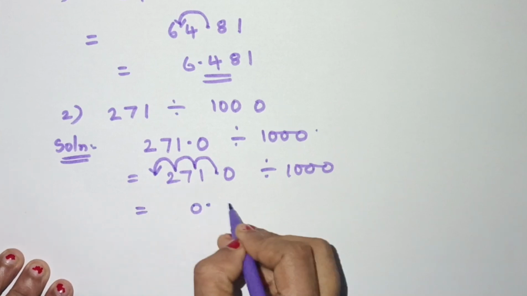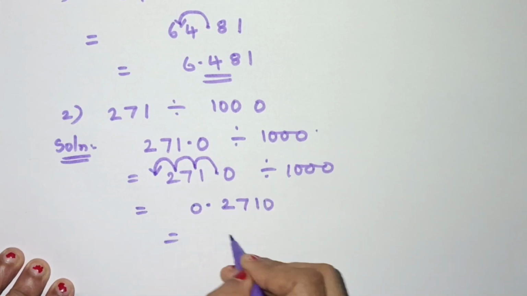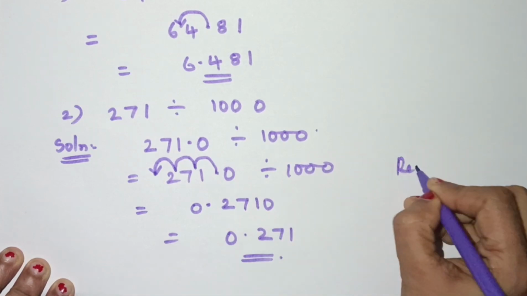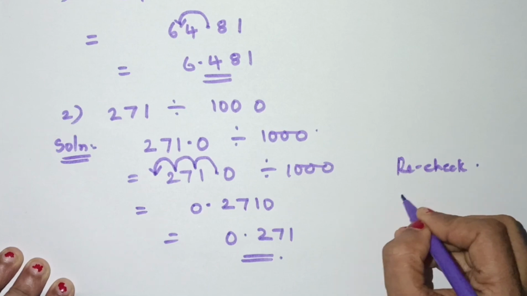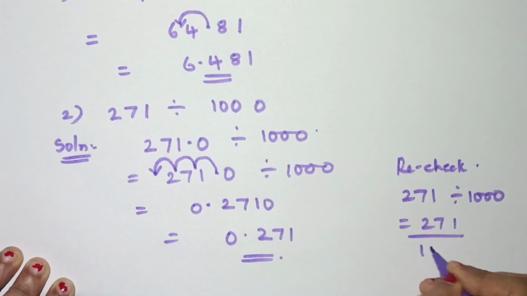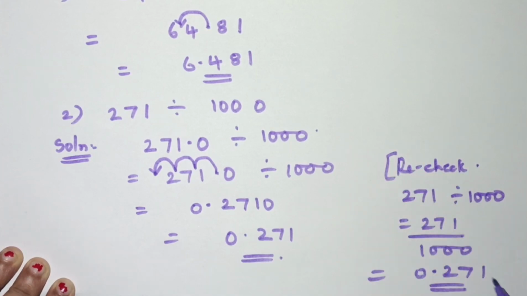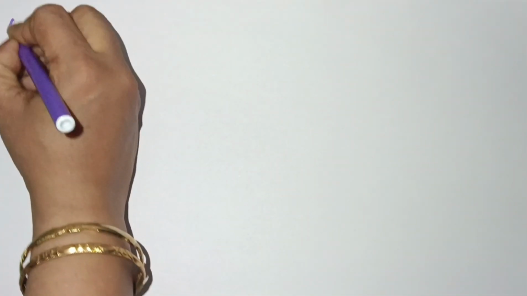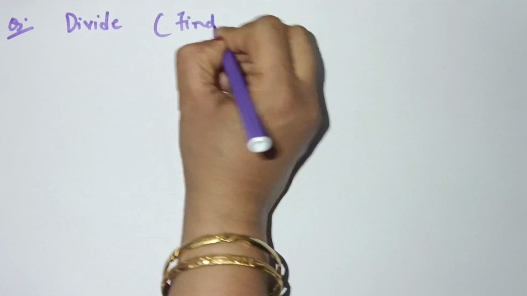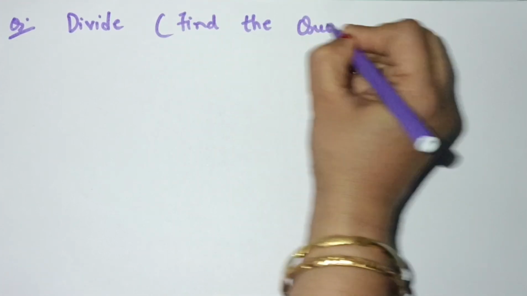So your final answer is what? 0.271. If you want, you can recheck your answer by another method. 271 divided by 1000. Correct? It means 271 divided by 1000 is 0.271. In this way you can recheck your answer also by another method. Let's switch to the next page. Next question. They may even ask the question as divide or find the quotient.